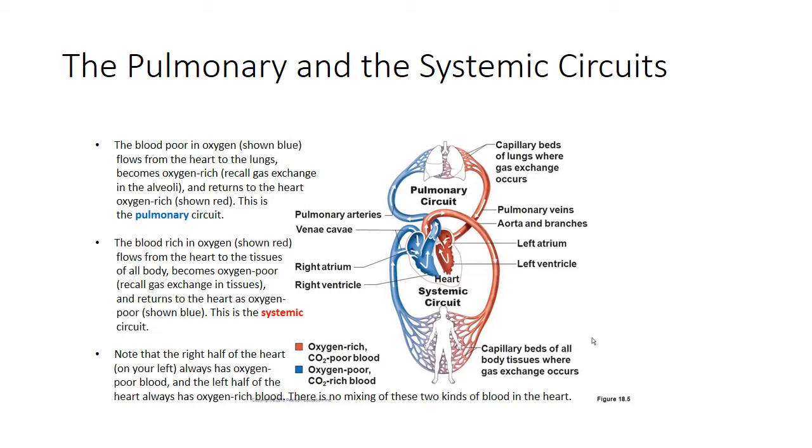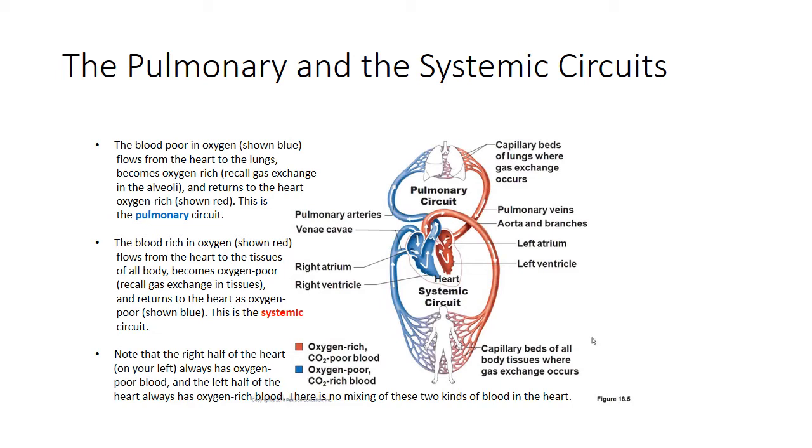And again, recall the gas exchange. The blood that flows to the tissues is oxygen rich, right? And cells need oxygen, so they're poor in oxygen. There's a lower concentration of oxygen, so oxygen diffuses from the blood to the cells. Now let's trace the flow of these two kinds of blood.